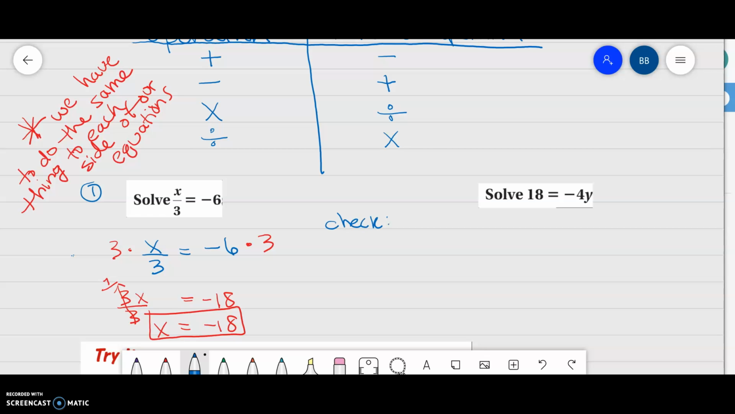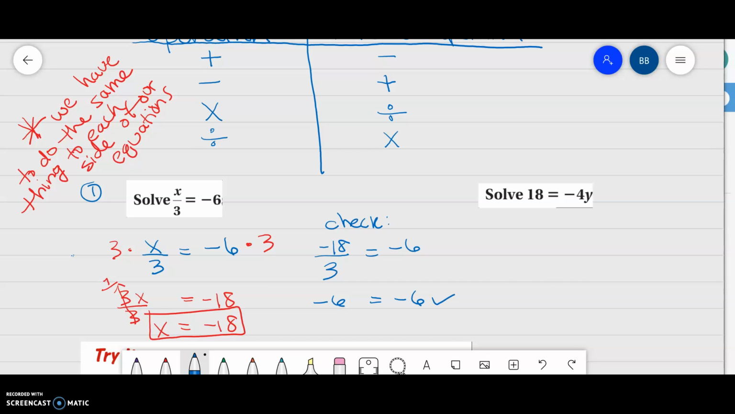So if I substitute negative 18 in for x, so we have x over 3. If I substitute in negative 18 for x right there, and then rewrite the rest of my equation, I get negative 18 over 3 equals negative 6. Well, negative 18 divided by 3 is negative 6. So we get negative 6 equals negative 6. So we got the right answer.